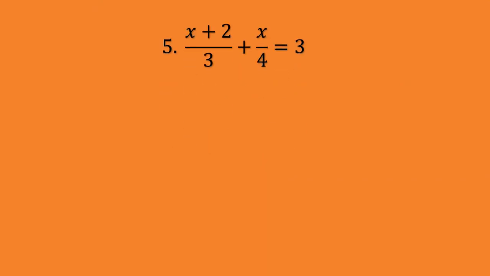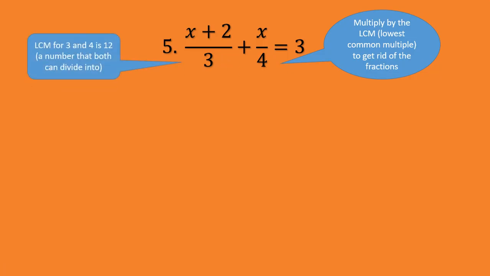In my next problem, we've got x plus 2 over 3 plus x over 4 equals to 3. Now the problem here is we've got two denominators, two fractions, and to solve that we need to multiply by what is called the LCM, the lowest common multiple, to get rid of these two fractions. To find the lowest common multiple, we multiply these two denominators if they are not even numbers, like in this case, and that answer will be my common denominator. So 3 times 4 will be 12, right? So the lowest common multiple for 3 and 4 is 12, a number that both can divide.